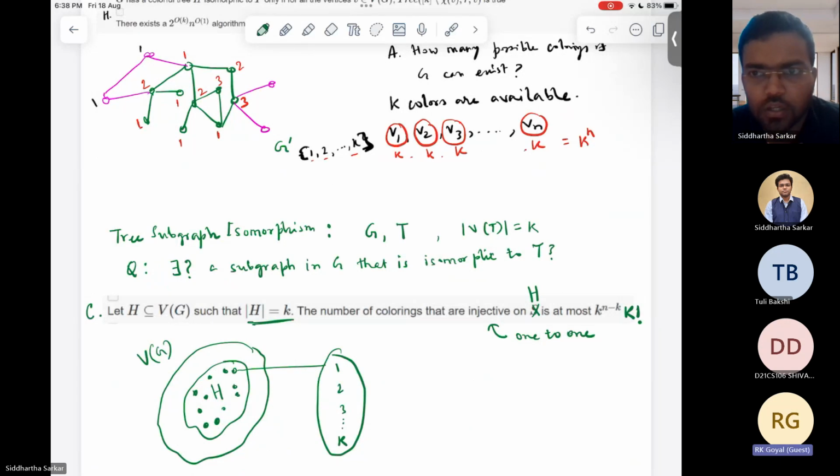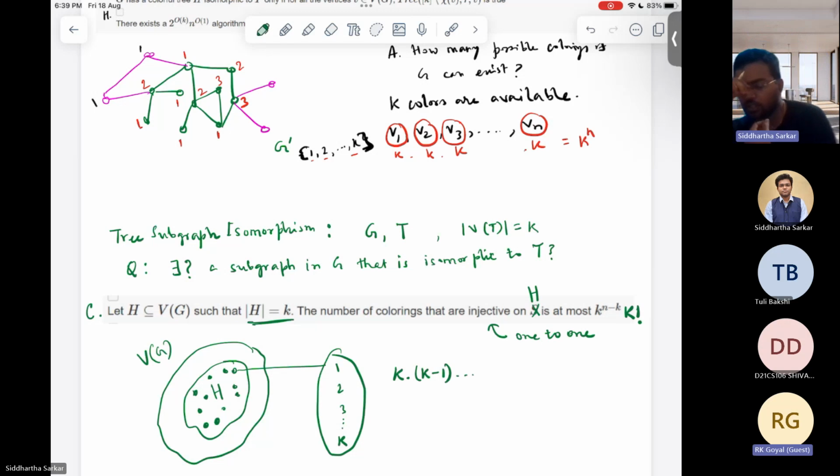So for each vertex in H, for the first vertex in H, we have k possibilities. And for the second vertex of H, we have k minus 1 possibilities, because the mapping has to be one to one. Finally, we will reach 1. So the value comes out to be the factorial of k. And this does not take into consideration the constraint that no two vertices are going to have the same color, right? If you don't take that into consideration, the value is factorial of k.